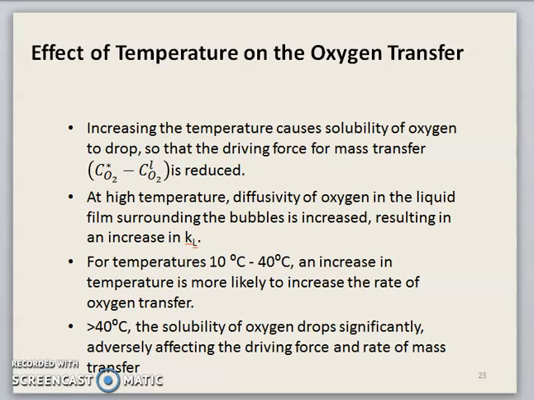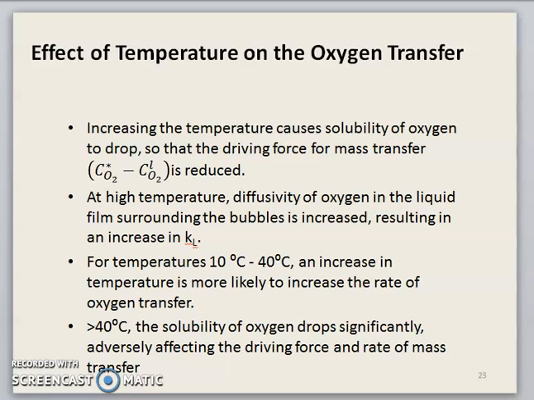Effect of temperature on the oxygen transfer. Increasing the temperature causes the solubility of oxygen to drop. As temperature increases, the solubility of oxygen will decrease, so the driving force for mass transfer is reduced. At high temperature, the diffusivity of oxygen in the liquid film surrounding the bubbles is increased, resulting in an increase of KL.